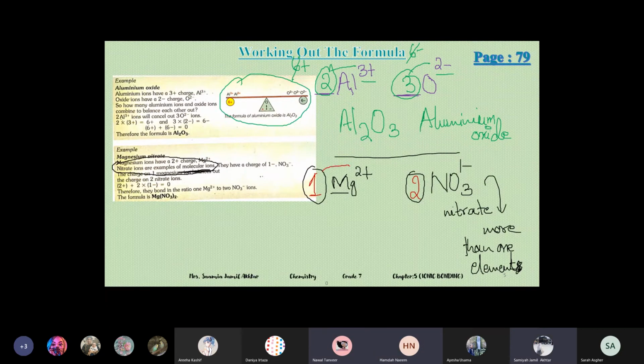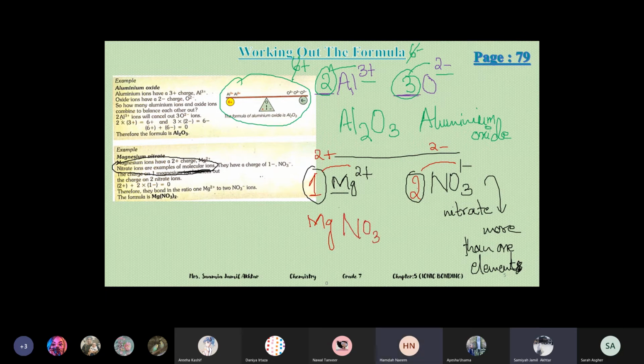Okay, so this one will become 2 plus. It's already 2 plus, and nitrate is 1 minus. If we write 2 here, so 2 into 1, it will become 2 minus. Both of them are balanced. So the formula will be, there is only 1 Mg, and nitrate, we have now 2 nitrates. So how will we write it?